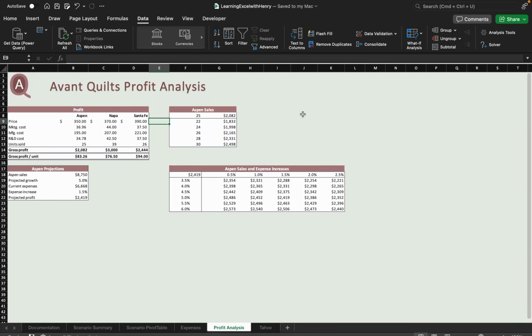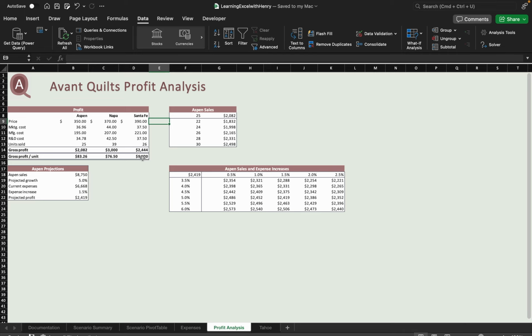We're going to use the goal seek again, but it's going to be a little bit different. So in this example, Jessica wants to perform a similar analysis for Santa Fe quilts by determining the price the company needs to set to earn a gross profit per Santa Fe quilt of $100. Basically, for Santa Fe, the price that they have right now is $390, and the gross profit per unit is $94.